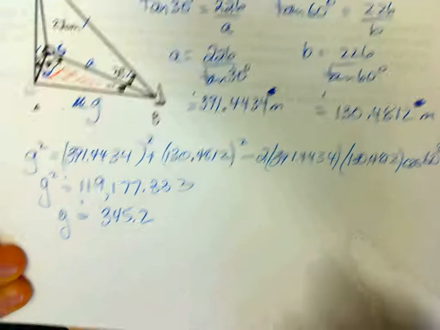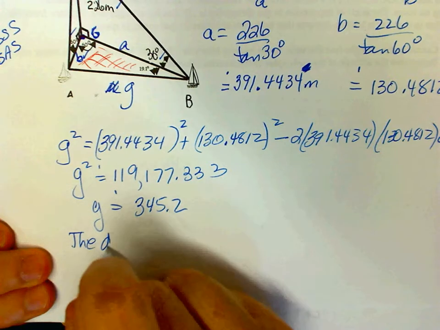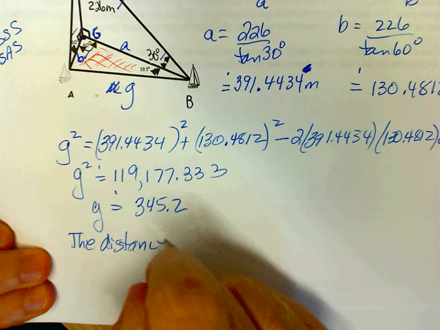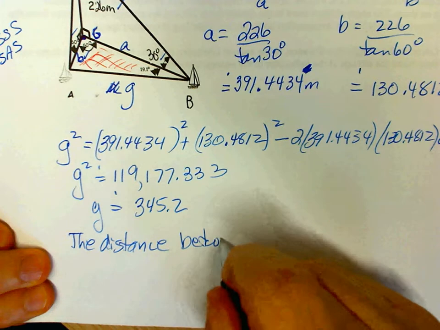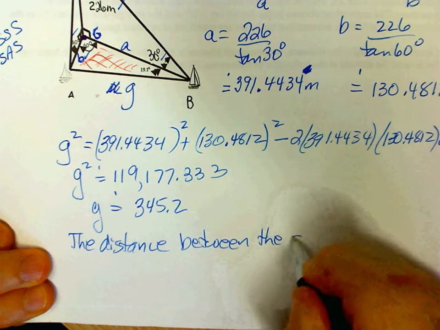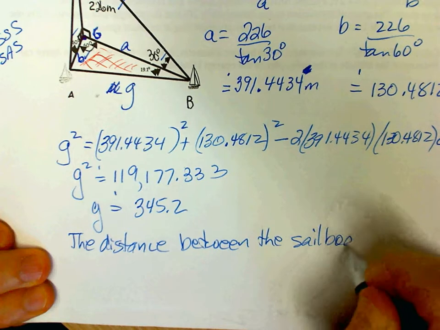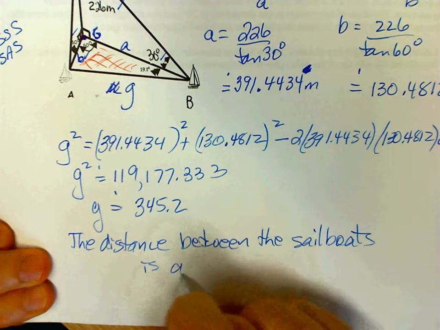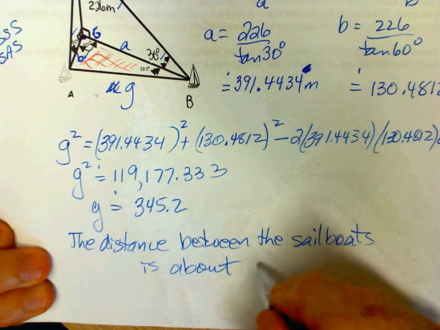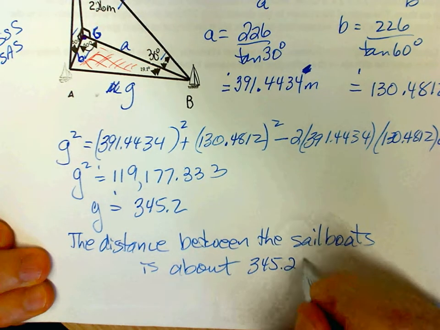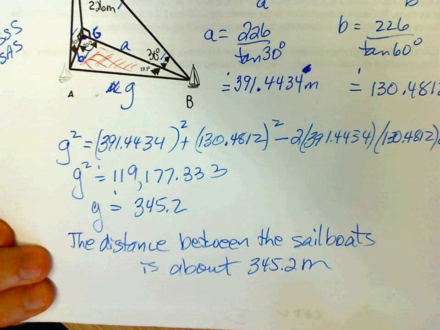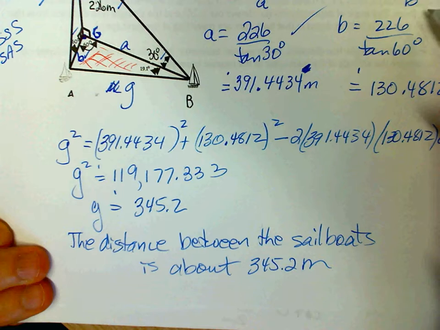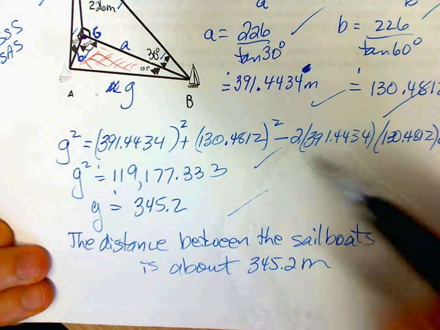So the distance between these sailboats is about 345.2 meters. This is approximately an 8-mark question. Approximately. You know, 1 mark for completing the diagram. You're setting this up. You're writing a conclusion, right?